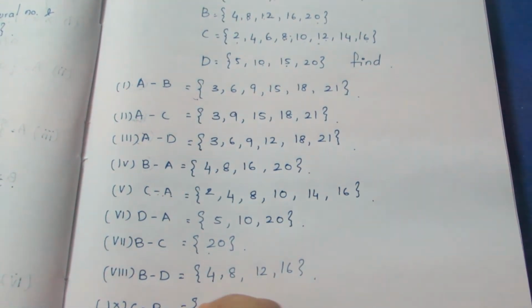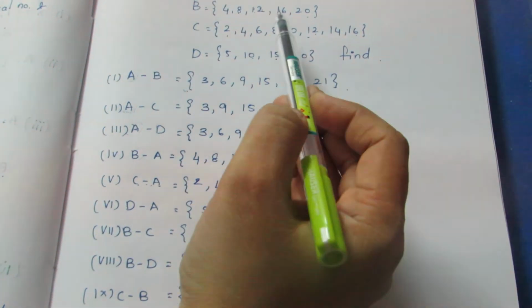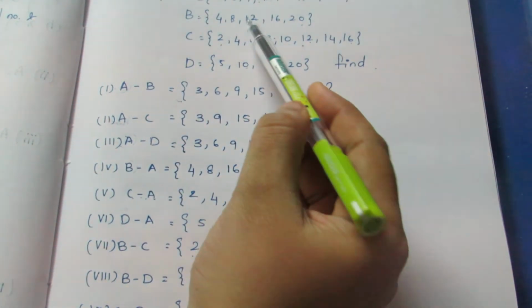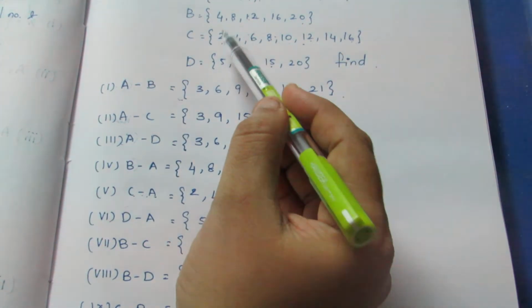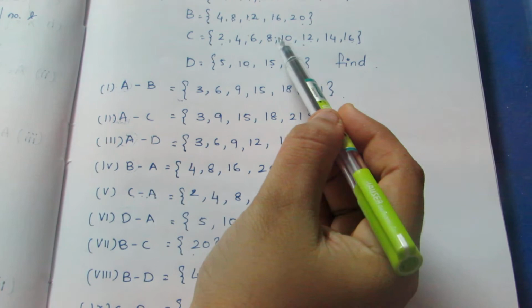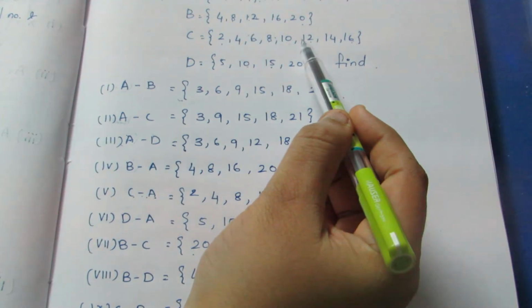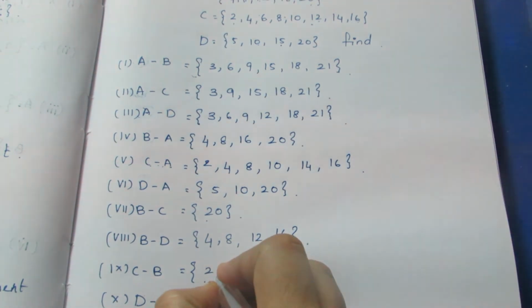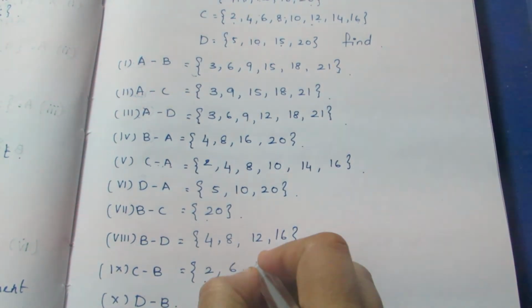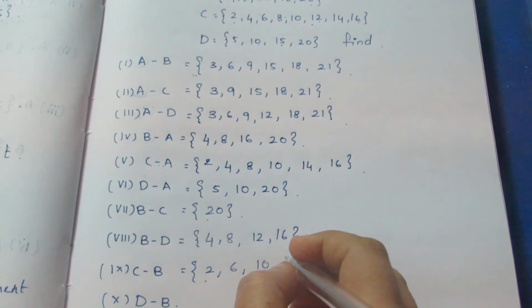Now we'll move on to C difference B. Same way, remove the common elements and write the elements in the set C. So 4 you can leave, 8 you can leave, 12 you can leave, 16 you can leave, the remaining you can write. So 2, 6, 10, 14.